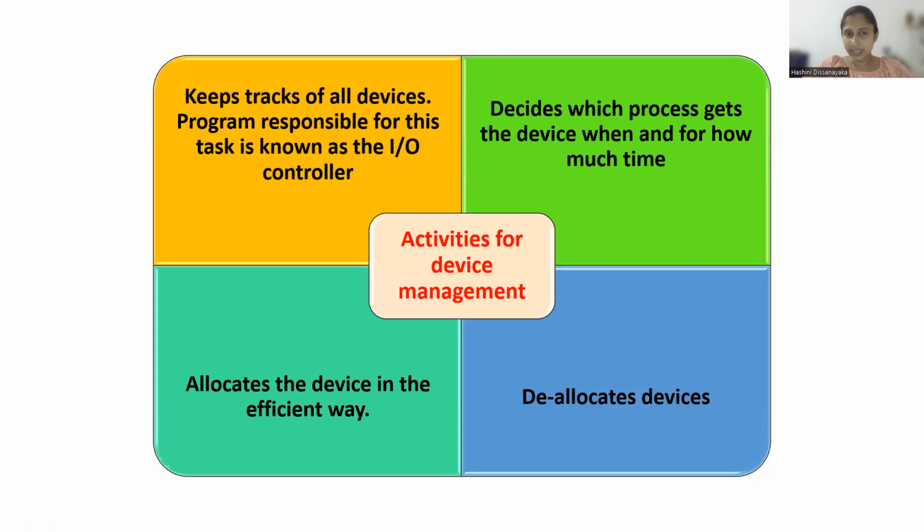Input output controller, that's how we introduce this, and it decides which process gets the device, when and for how much time, right? Like processor management as well as memory management, it decides which process gets the device when and for how much time. If there is a scanner, it decides how much time it will take to process that task, right? And it's going to allocate the device in an efficient way.